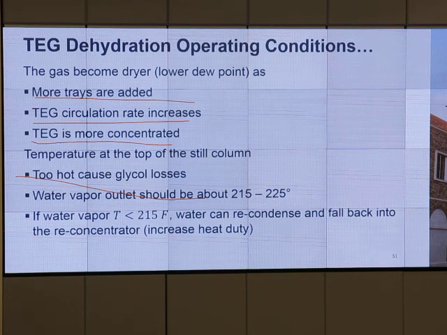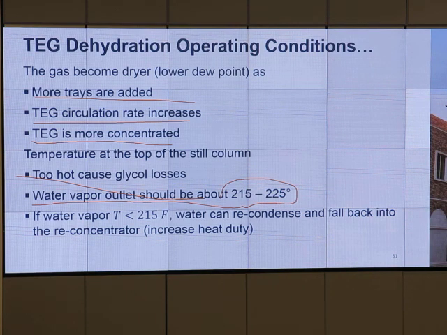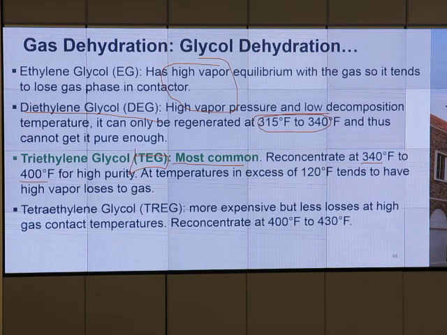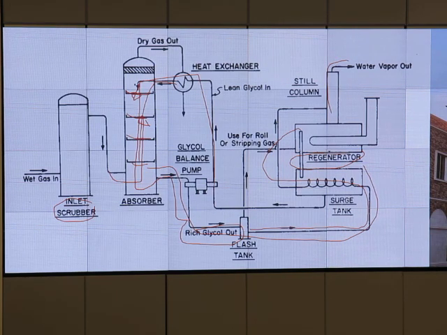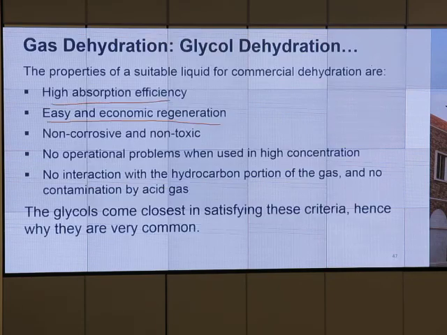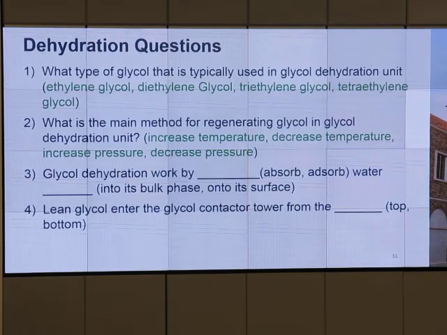And the rest, okay, we have just two. Water vapor outlet should be about 215 to 225. If the water vapor is less than 215, water can recondense and fall back into the reconcentrator. So for the still column, too cold is not good. It recondenses back.